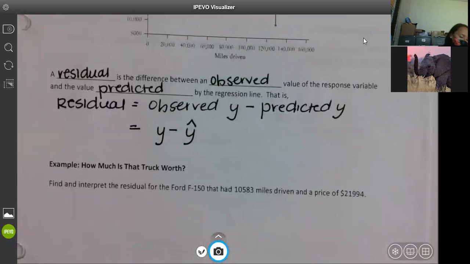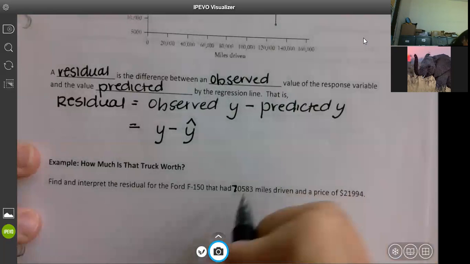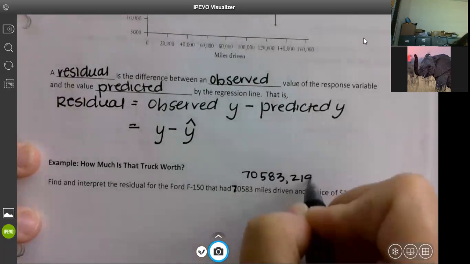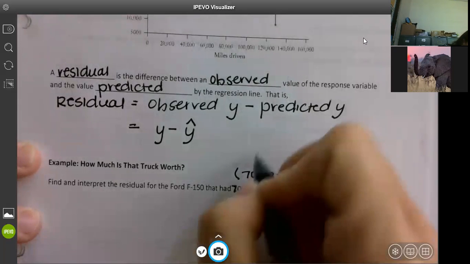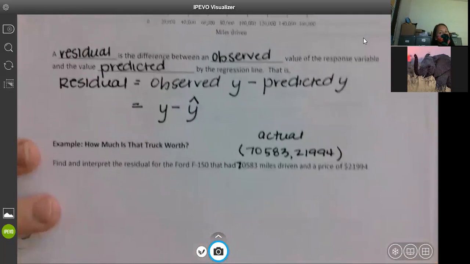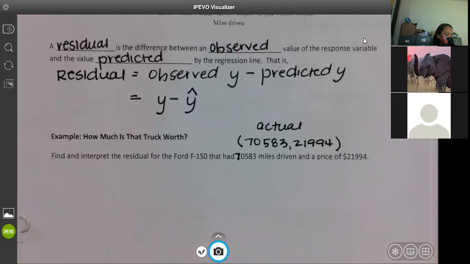All right. So this number is screwed up. This should be a 7. Find and interpret the residual for the F-150 that had 70,583 miles driven and a price of $21,994. So this is your actual. This is in the scatter plot. We need to find the predicted. How do we find the predicted value? y equals a plus bx.